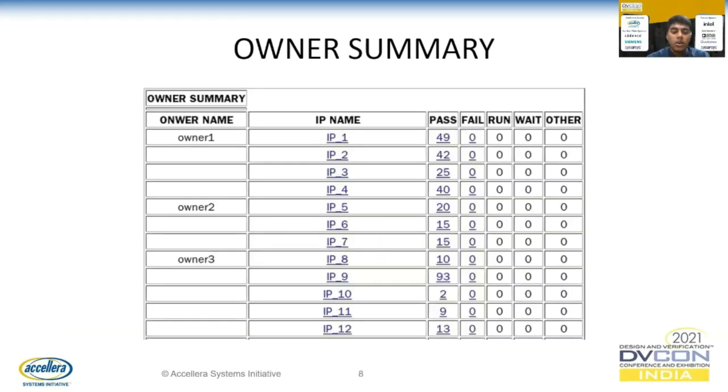So the next is the owner summary. This is quite handy for the managers. A separate owner-wise summary is available. It allows them to track the regression results with owner-wise progress and IPs. So any discrepancy can be addressed, and owners can also directly access all their IPs in one place, irrespective of which blocks they are spread across.